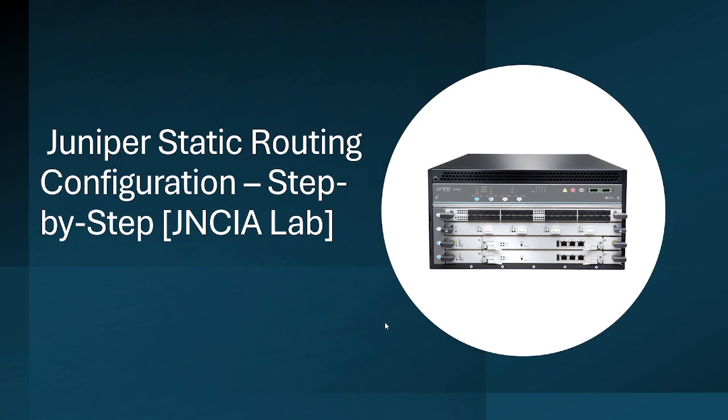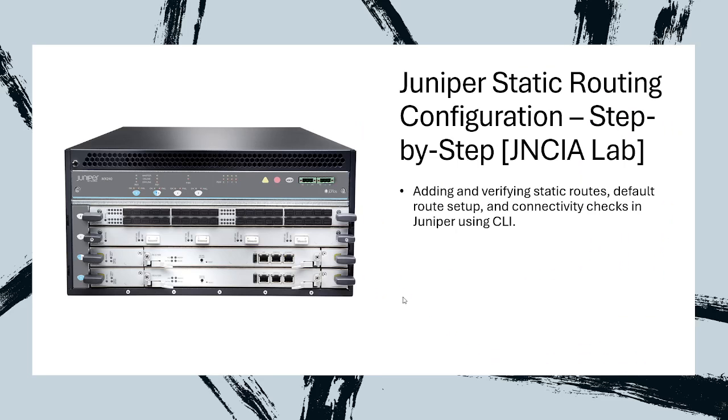In today's video, we'll be exploring how to perform static routing in a Juniper router, and this is part of the JNCIA Lab playlist. So what we are going to do is create a loopback in two routers and use the static route to achieve reachability, and we'll verify with the show output command.